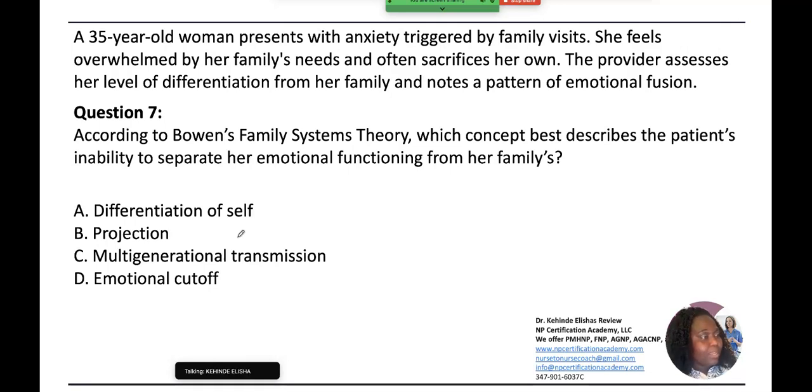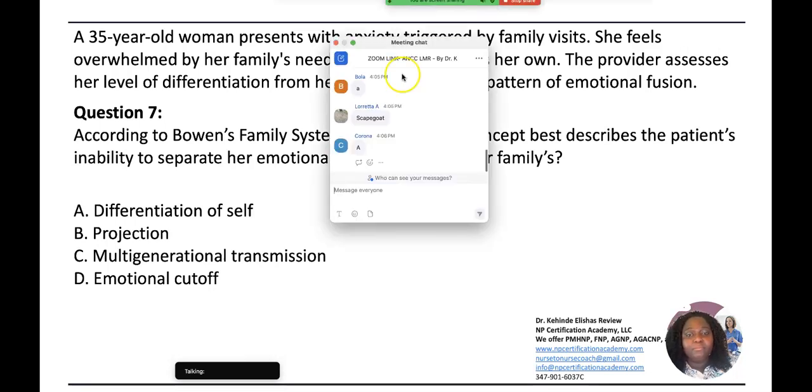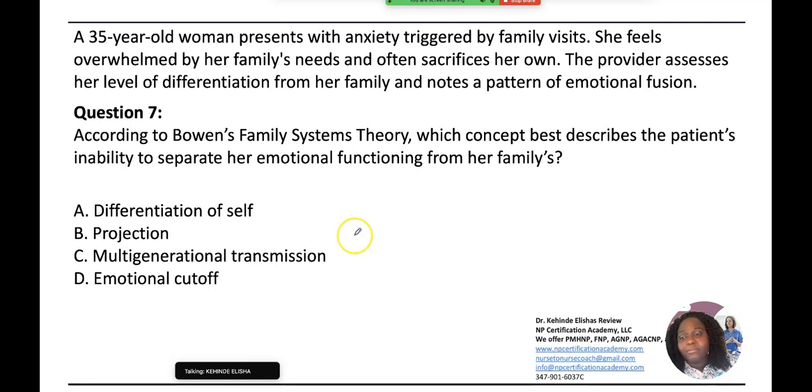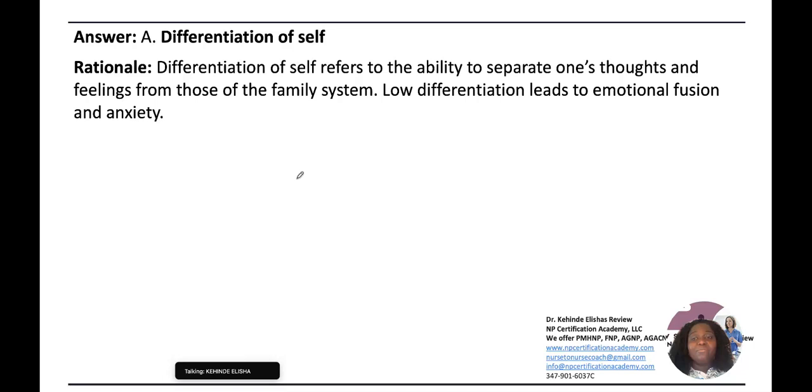All right, I'm checking the answers right now. All right, excellent, 100%. So the final answer is going to be A, differentiation of self. We know it's not projection, it's not multigenerational, it's not emotional cutoff. So it's anxiety triggered by family visits. She feels overwhelmed by her family's needs and often sacrifices her own. That is very, very common around this part of the world, or even to those of us here from abroad. We take on so much that we can't even find our own self.